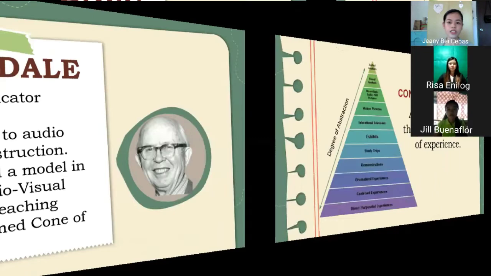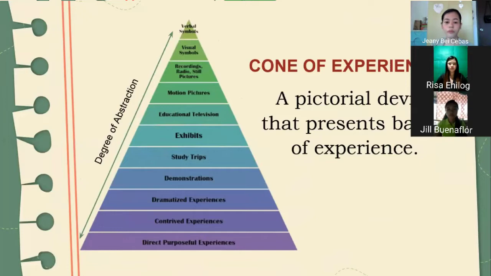So this is the cone of experience. It is a pictorial device that represents the bands of experiences, composed of 11 bands. These bands are verbal symbols, visual symbols, recordings, radio, still pictures, motion pictures, educational television, exhibits, study trips, demonstrations, dramatized experiences, contrived experiences, and lastly, the direct purposeful experiences.